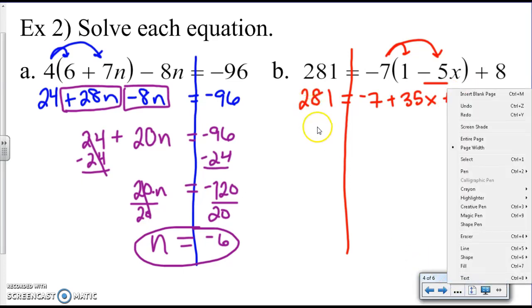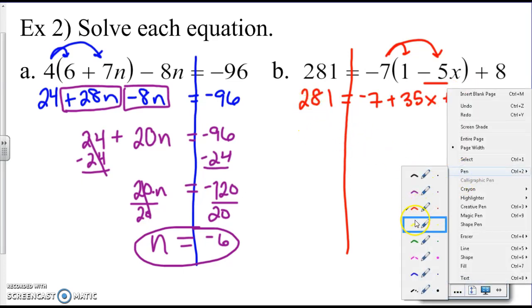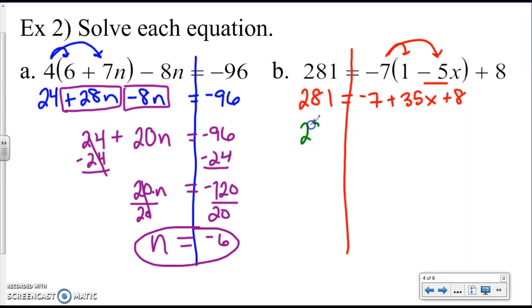Okay, we are going to combine our like terms next. Notice in this problem that on the left side, I don't have anything to combine. I just have one number, so I'm going to bring that down. On the right side, I have a negative 7, and I have an 8. So negative 7 plus 8 is 1. And then my 35x is just going to come down.